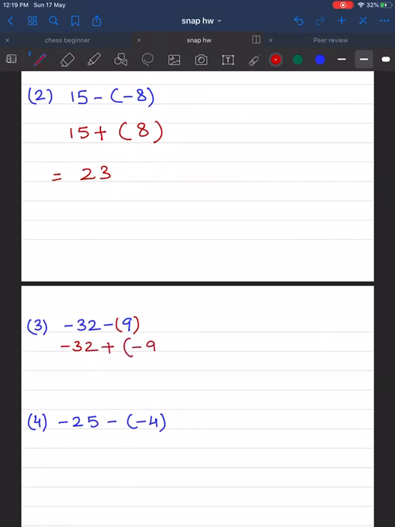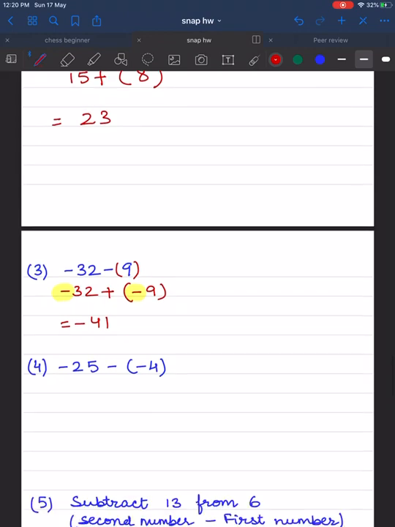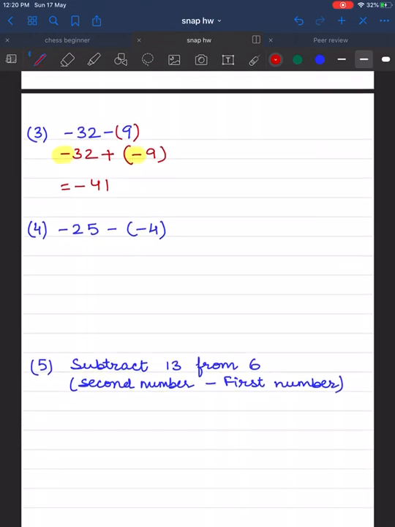Minus 32 minus 9. Here again I change the subtraction sign to an addition sign and I take the opposite of plus 9, which is minus 9. Now both the integers are negative, so I add their absolute values. So 32 plus 9 is equal to 41. Now the common sign of both the integers is minus, so I put a minus sign with the answer. I get minus 41.